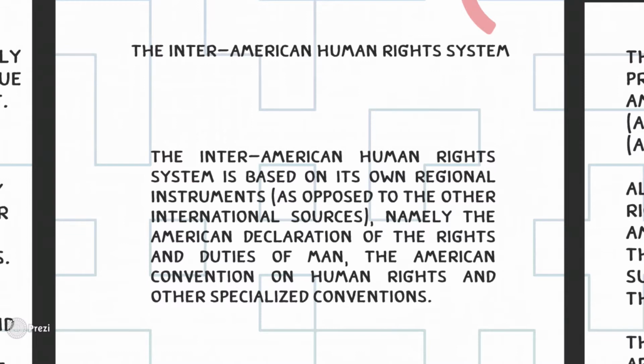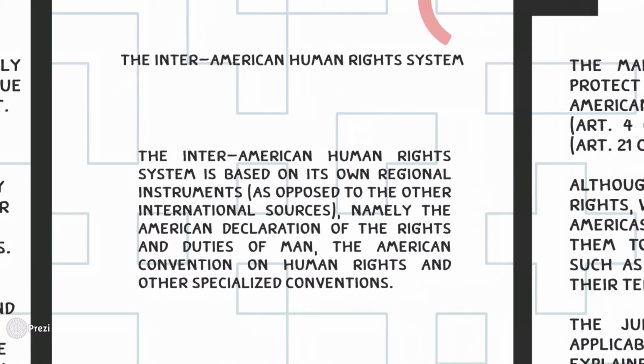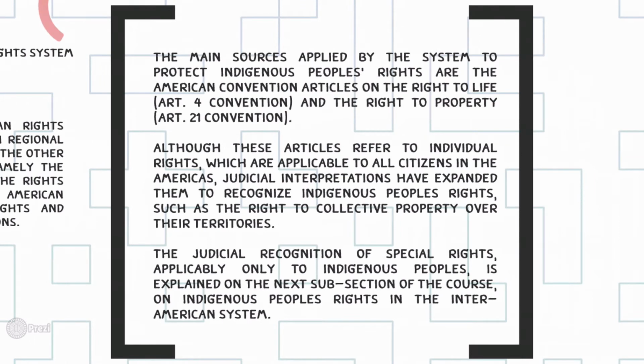Finally, the Inter-American human rights system is based on its own regional instruments, as opposed to the other international sources, namely the American Declaration of the Rights and Duties of Man and the American Convention of Human Rights and other specialized conventions. The main sources applied by the system to protect indigenous peoples' rights are the American Convention articles on the right to life, Article 4, and the right to property, Article 21.